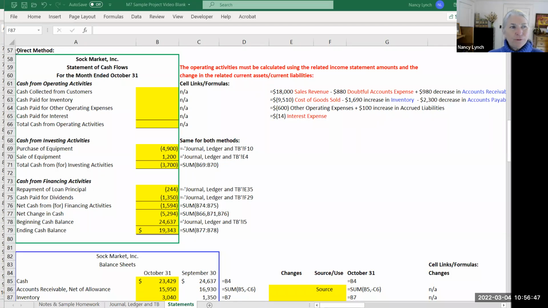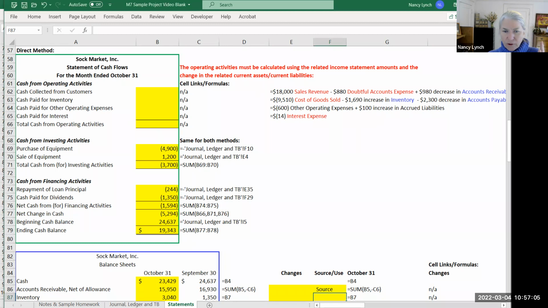Hi, I'm going to go through the stock market example using the direct method. You'll be doing this on your project. You have to do both the direct method and the indirect method, and it only affects the operating activities. Here, I've already had the investing and financing filled in.